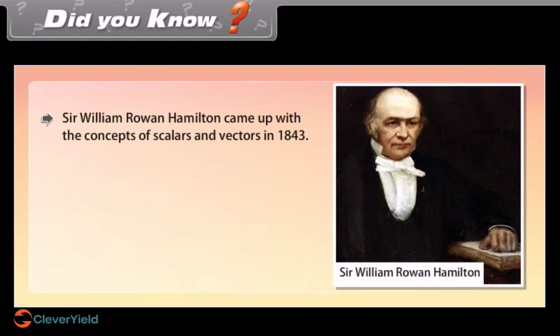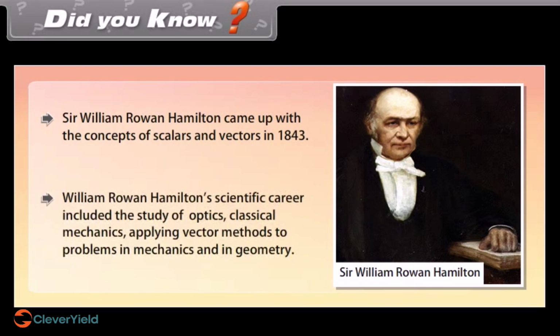Did you know? Sir William Rowan Hamilton came up with the concepts of scalars and vectors in 1843. William Rowan Hamilton's scientific career included the study of optics, classical mechanics, and applying vector methods to problems in mechanics and in geometry.